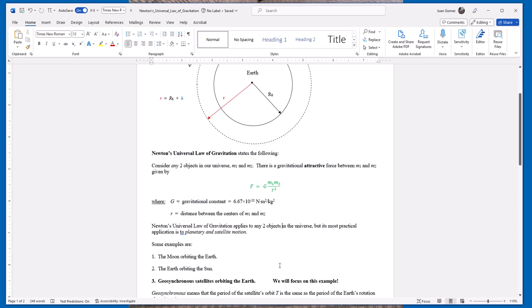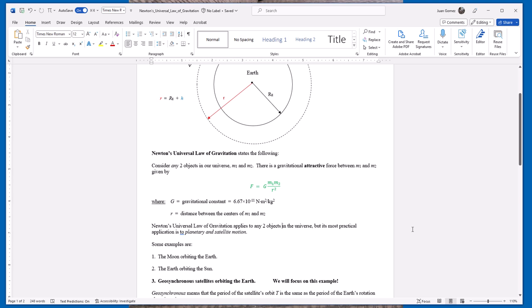Well, it applies to any two objects in the universe. You know, you could have a pen and a pencil sitting on your desk. The pen is M1, the pencil is M2. R is the distance between their centers. Well, there's this gravitational attractive force between them. But then you might say, well, how come they're not moving? Well, remember, it applies to any two objects.